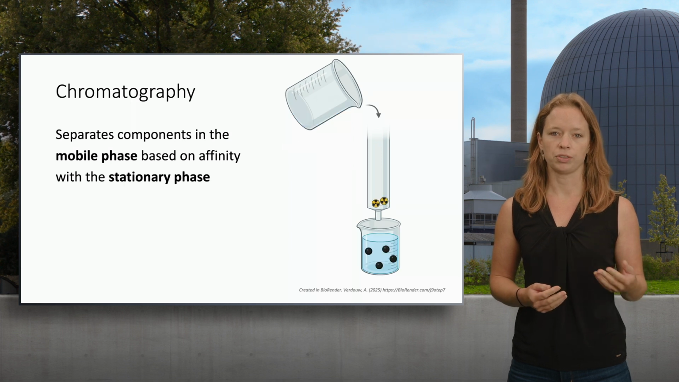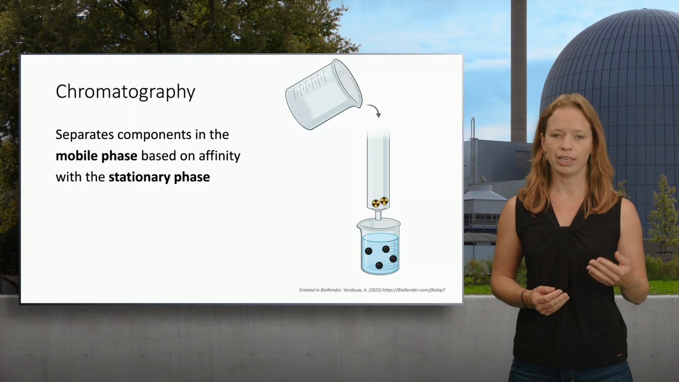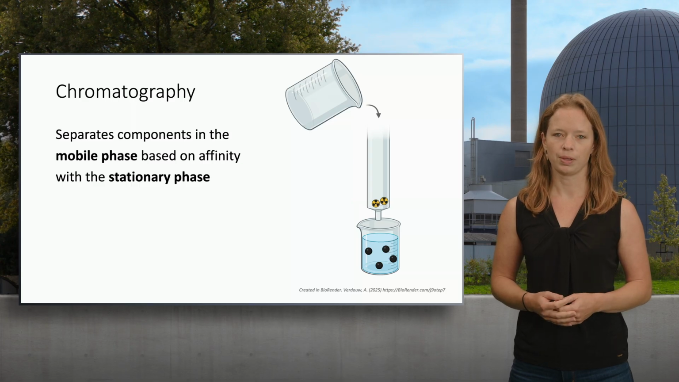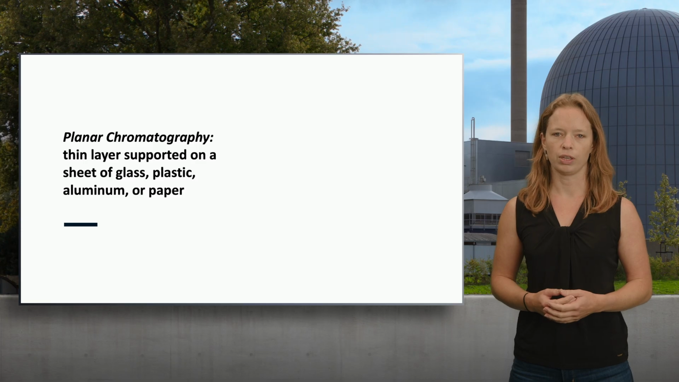Depending on your choice of stationary phase, either the target or product nuclides will be retained on the column material, while the other doesn't interact with the stationary phase and passes through. There are two general types of chromatography that we can distinguish.